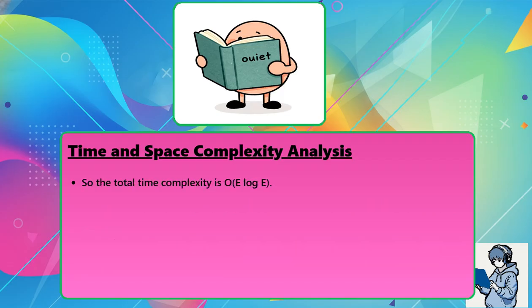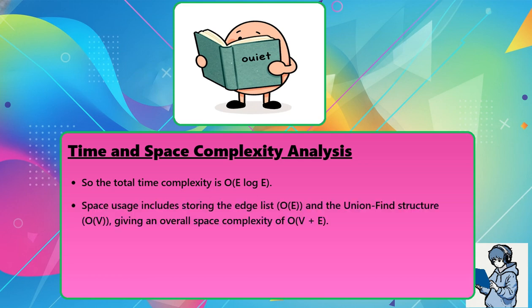So the total time complexity is big O of E log E. Space usage includes storing the edge list, big O of E, and the union find structure, big O of V, giving an overall space complexity of big O of V plus E.